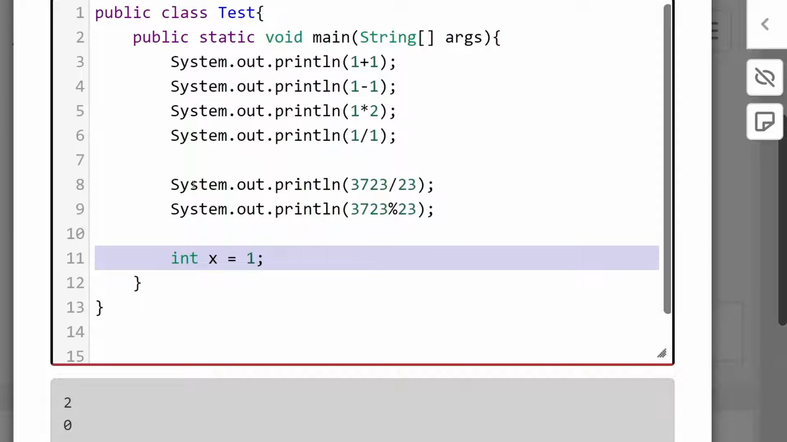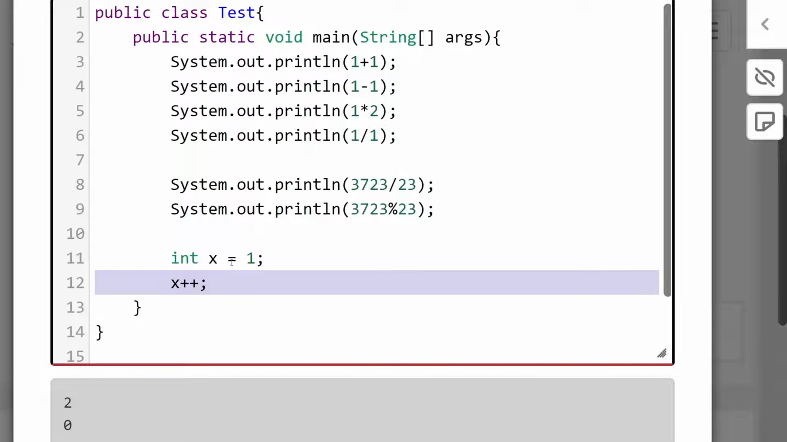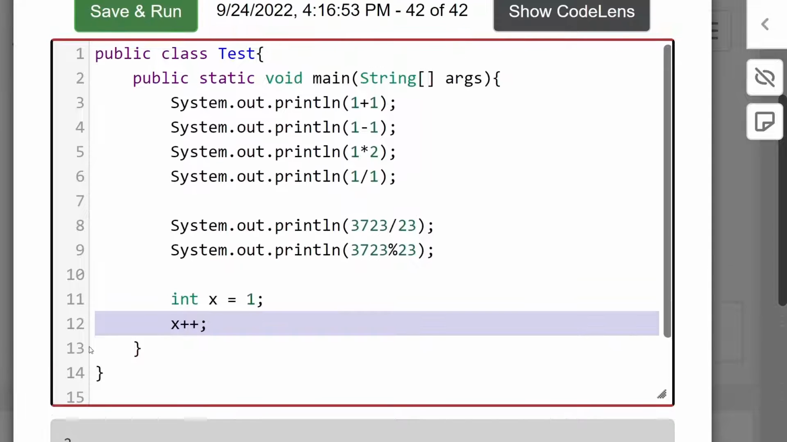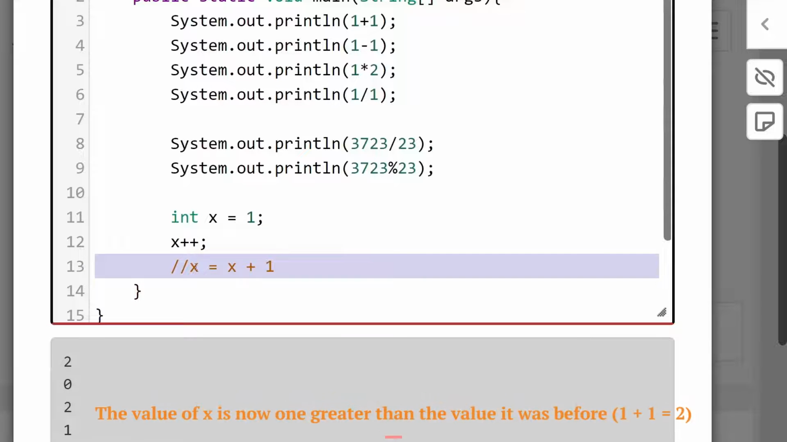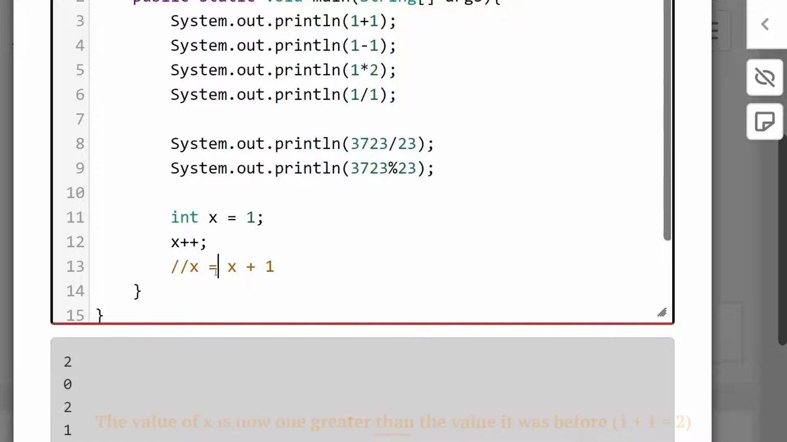So we have a variable here. It's of type integer because it's storing a number. And that variable is going to be called x, okay? Now, the plus plus operator is a compound assignment operator because it takes the current value of x and adds 1 to it. So it does this line of code right here, but it simplifies it, right?